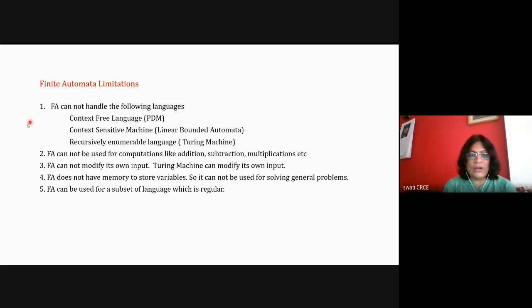FA, a regular language, is a subset of all these languages. It is some part of this language. Okay, so these were the limitations.